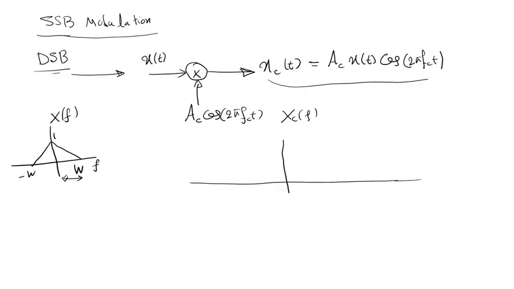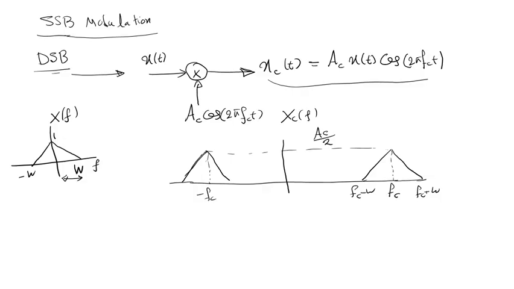And now the spectrum of our DSB signal, I mean the Fourier transform of this signal, has a frequency shift. We have spectrum around f_c, from f_c minus W to f_c plus W, and we have the same in negative frequency. Everything must be symmetric because signals are real. Here is minus f_c and the amplitude is A_c over 2. The bandwidth here is 2W.